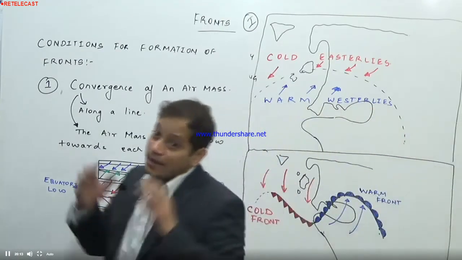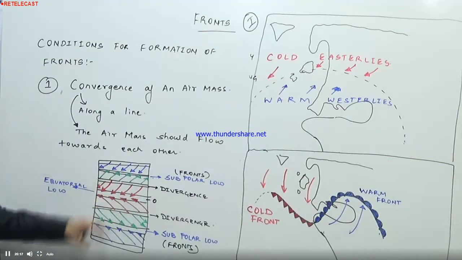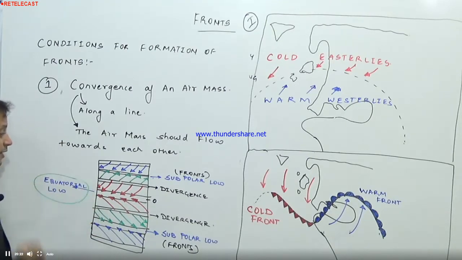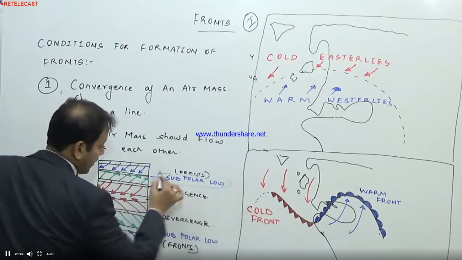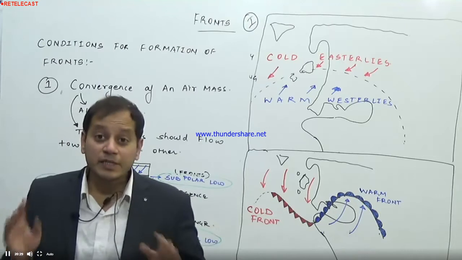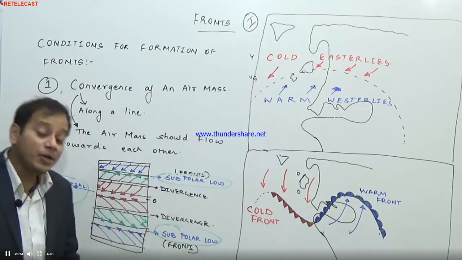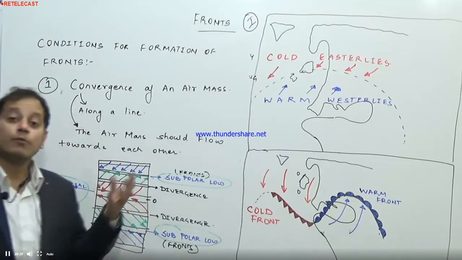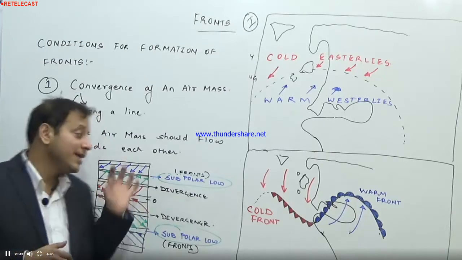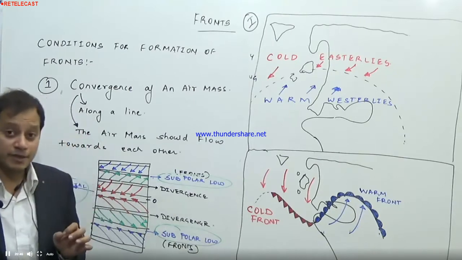Now coming to your fronts topic, we can see there are two regions where there is a convergence. One is equatorial low, then there is a subpolar low in both the areas. But when we study the fronts, we will see that the fronts are formed only in the subpolar low and not in the equatorial low. What is the reason? This is what is generally asked in the preliminary examination: why in the equatorial low pressure belt there is no formation of fronts.